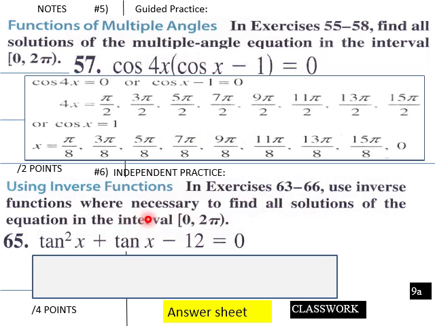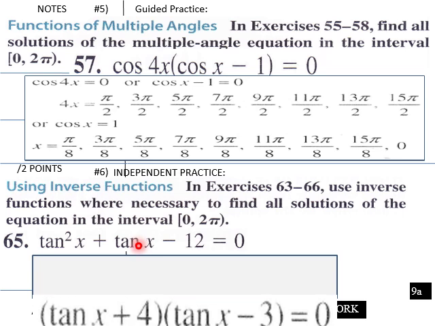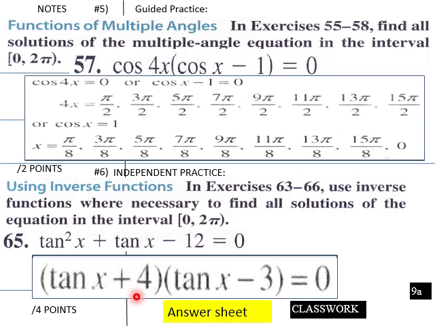And then use inverse functions where necessary to find all solutions of the equation in interval 0 to pi for this expression here. So we need to break that down. Tan x plus 4, tan x minus 3 equals 0 when we break this quadratic down.